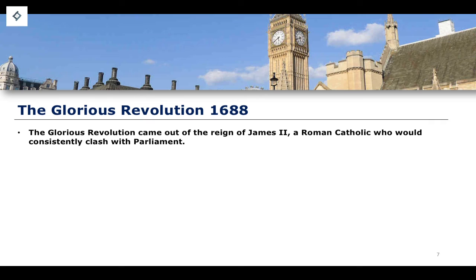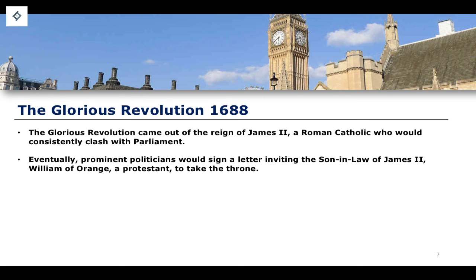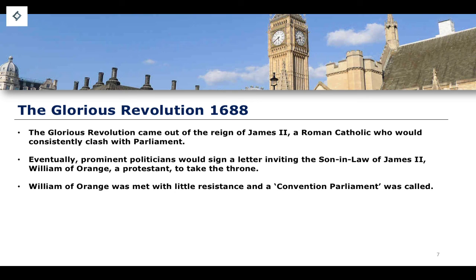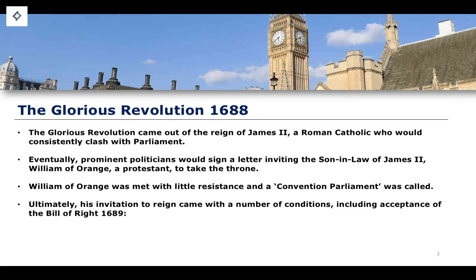Okay, so when the reign of James II, who was a Roman Catholic, would come to clash with that of Parliament, we see that Parliament decides, very prominent politicians would actually sign a letter inviting the son-in-law of James II, who was William of Orange, who was a Protestant, to come and take the throne. And so William of Orange would do so, and was met with very little resistance, and a convention parliament was called in regard to this particular invitation.